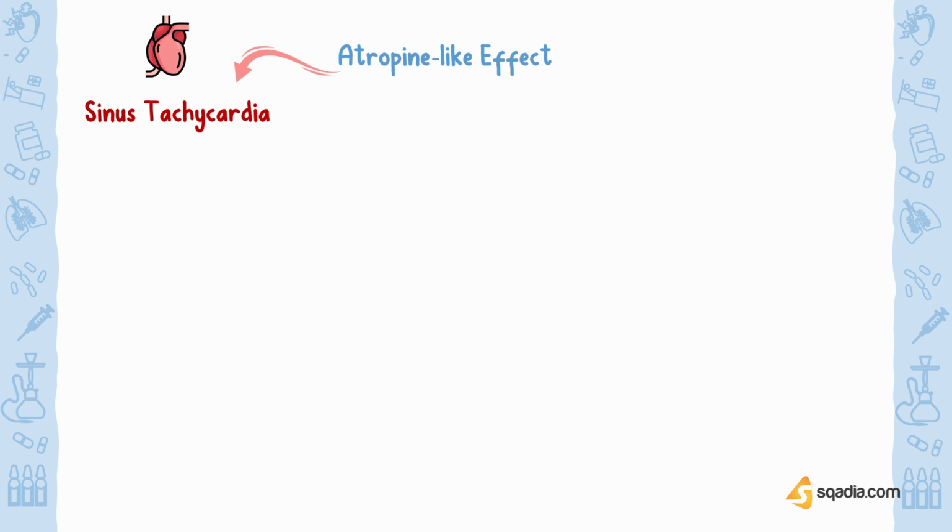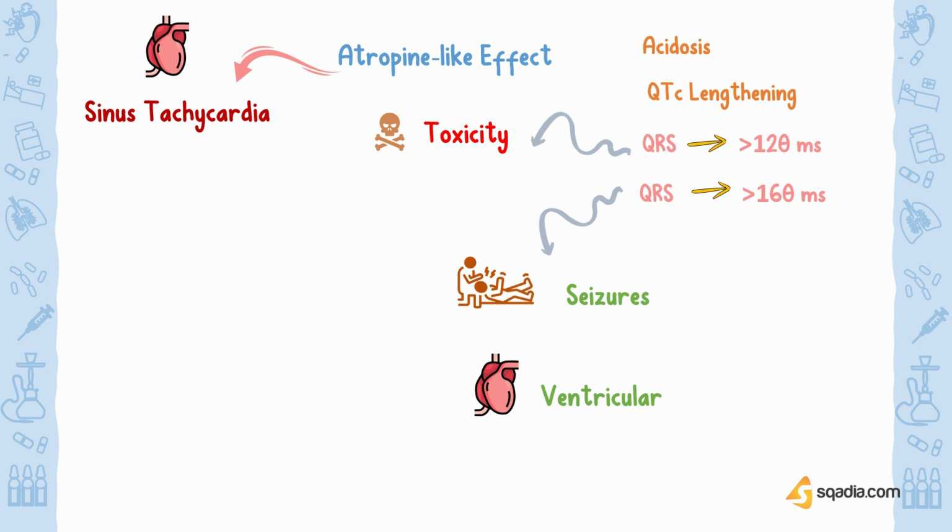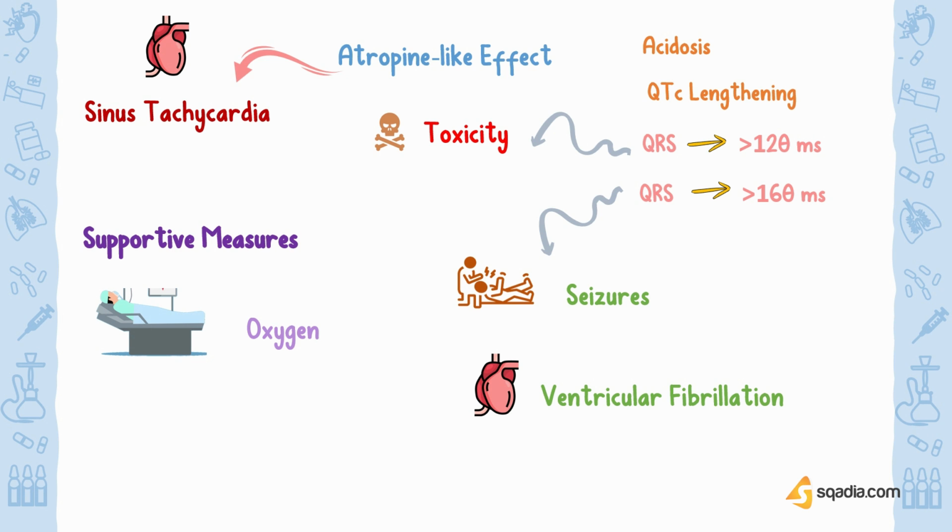Acidosis and progressive lengthening of the QTc may also occur. A QRS more than 120 millisecond predicts toxicity, and more than 160 millisecond indicates imminent seizures and ventricular fibrillation. The symptoms sound super scary, but most patients require only observation or simple supportive measures, such as oxygen to correct hypoxia and activated charcoal within 1 hour.